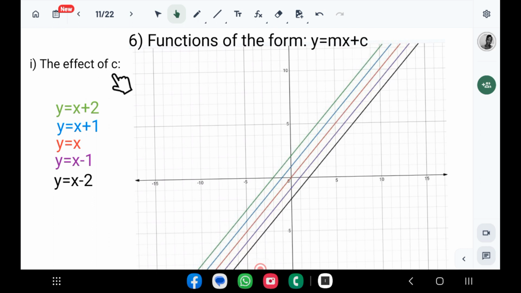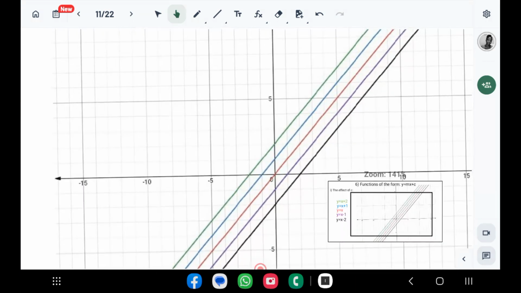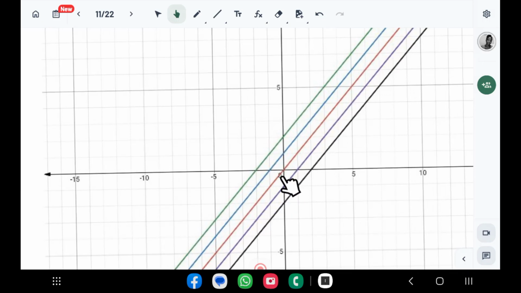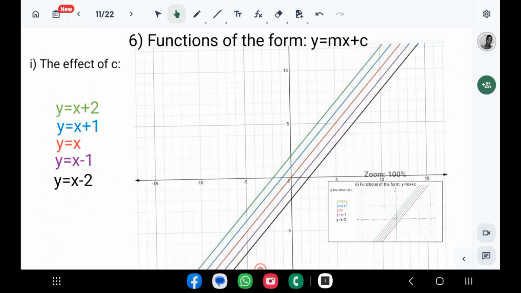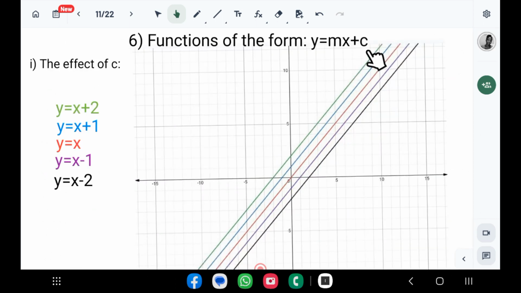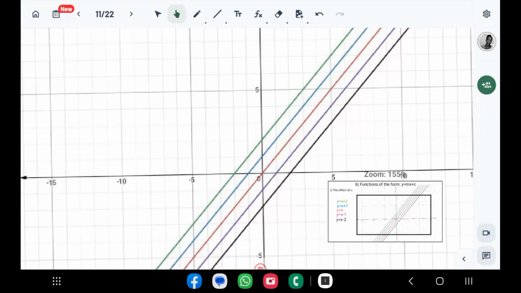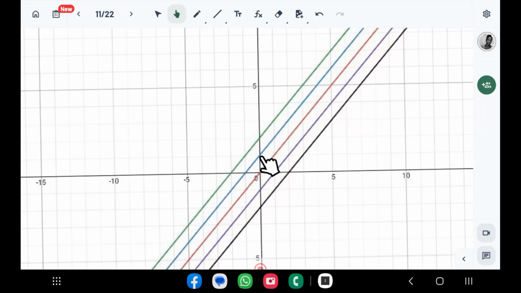All right, what happens? Let's look at the effect of c. Let's look at y equals x. Y equals x is the red graph. The red graph cuts the axis at 0, 0. Cuts your y-axis at 0. c is your y-intercept. So when c is 0, you've got y equals x, right? Your c is 0, so it cuts the graph at 0. Now what happens when your c is equal to 1? Notice that your graph is now shifted 1 unit up. In other words, it cuts your y-axis at 1.